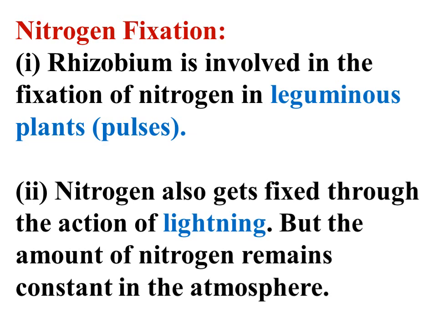So rhizobium is involved in the fixation of nitrogen in leguminous plants. Leguminous means dicot plants, and they have root nodules also, or you can say pulses. Nitrogen also gets fixed through the action of lightning. So these are two ways, lightning and nitrogen fixing bacteria, rhizobium, and by this there is a constant amount of nitrogen in the atmosphere.